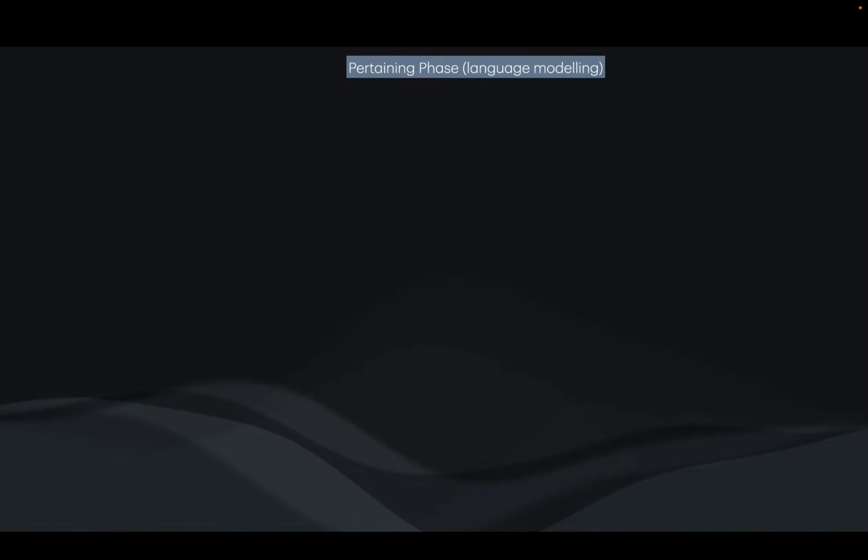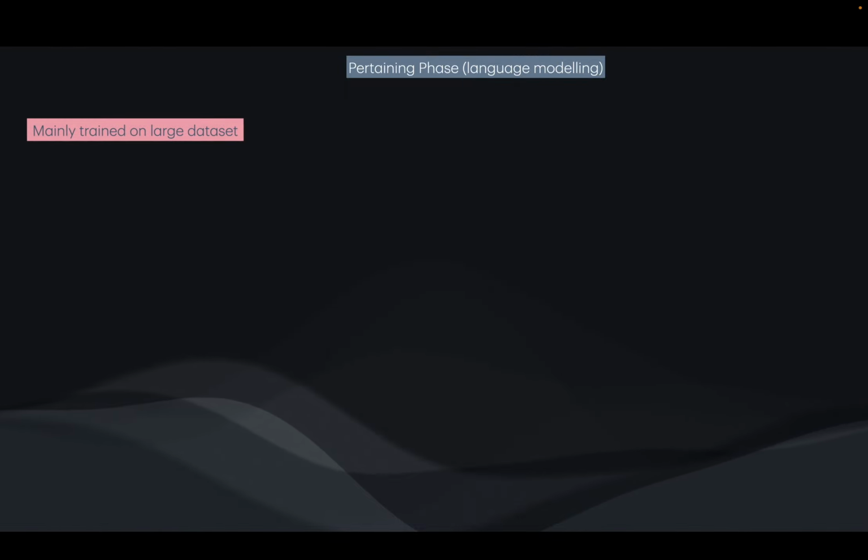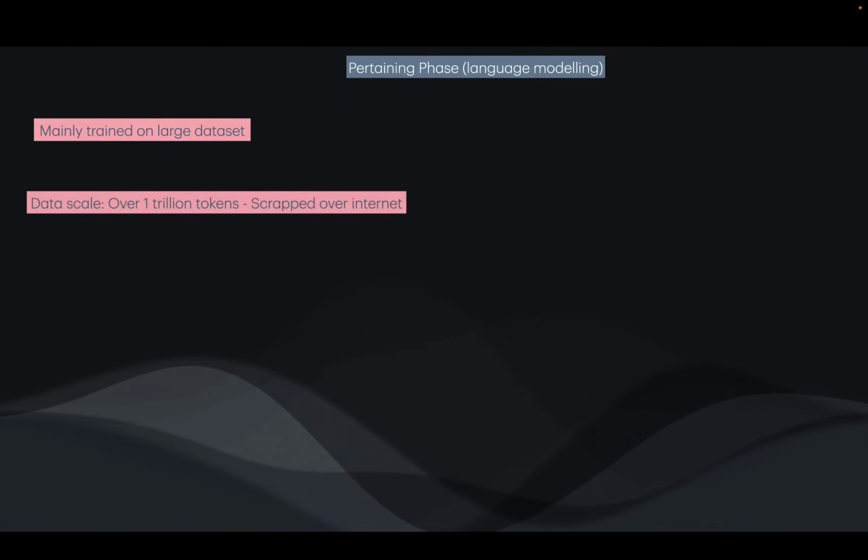So the first phase is the pre-training phase, which we also call language modeling, right? In this phase we mainly train our LLM on a large-scale data set. That is a large data set we will use to train a model, and this large data set is on a scale of over 1 trillion tokens.